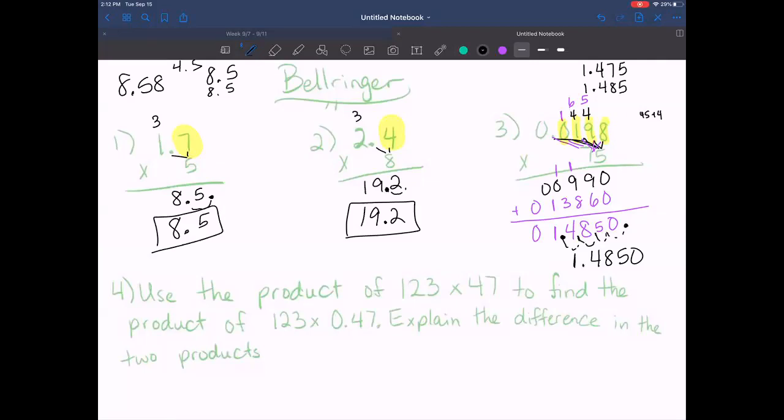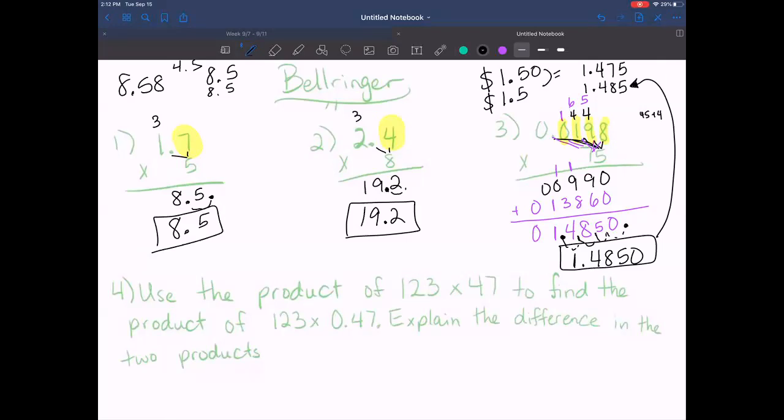So that's why this answer is the same as this answer, right? If I have $1.50, I can also write it that I have $1.500, yes? Those two amounts are the same. They're equal to each other. That's not a sad face. It's an equal sign. Yes?